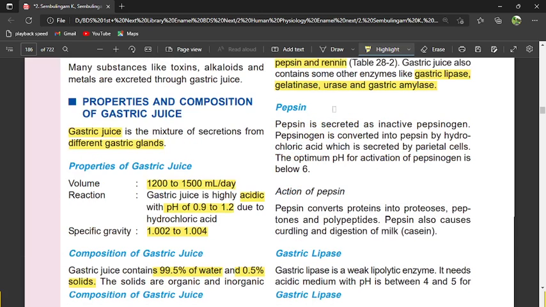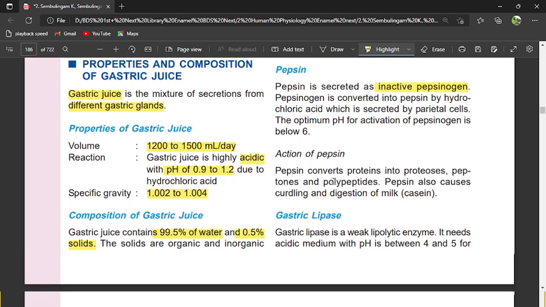तो पेप्सिन, अब पेप्सिन क्या करेगा? पेप्सिन इज सेक्रेटेड एज इनएक्टिव पेप्सिनोजन. ठीक है, secreted as inactive pepsinogen. ये पेप्सिनोजन is converted to pepsin with the help of hydrochloric acid. आपने 12th में पढ़ा होगा, राइट? एंड ये कहाँ से रिलीज हो रहा है? हाइड्रोक्लोरिक एसिड, पैराइटल सेल्स, ये ऑक्सीटिक सेल्स. The optimum pH of the pepsinogen is also 6.